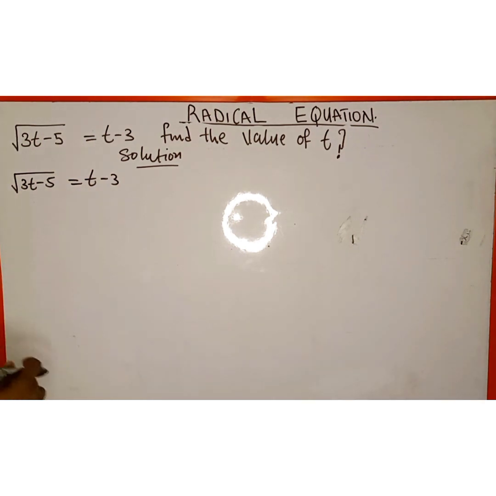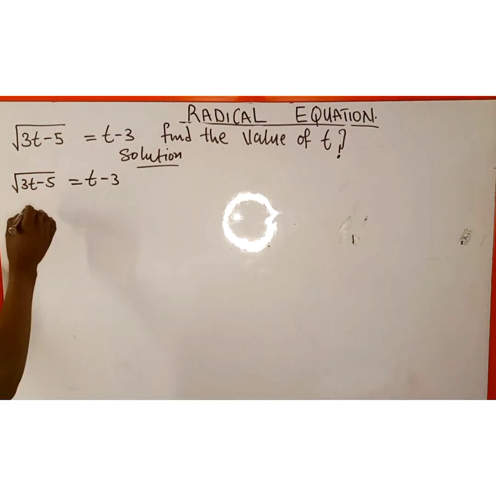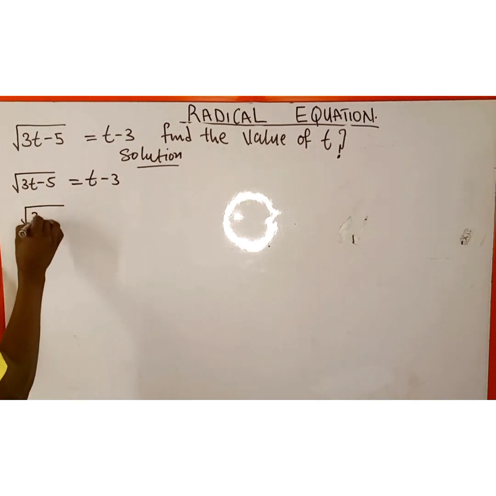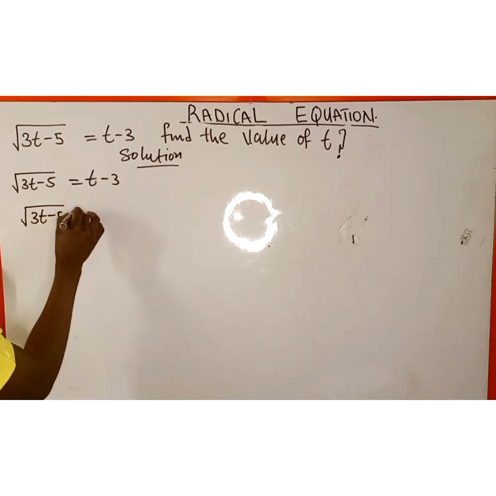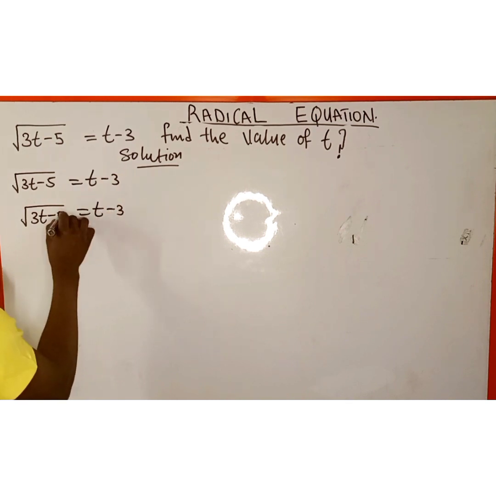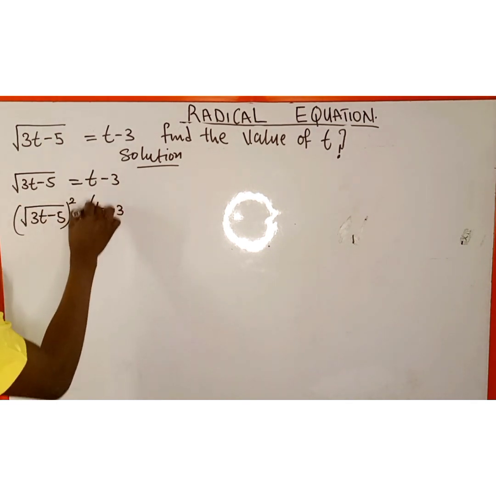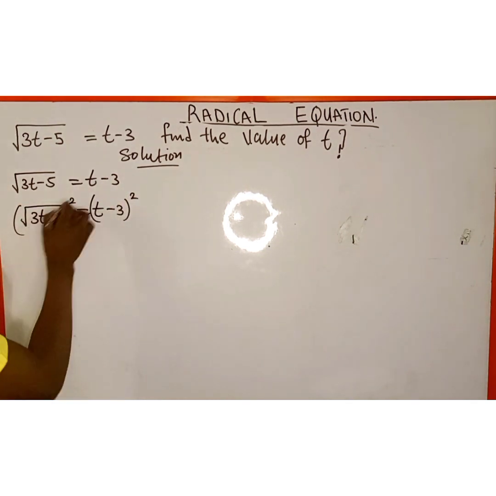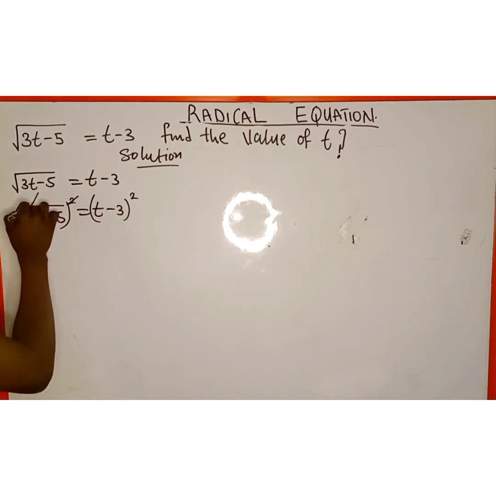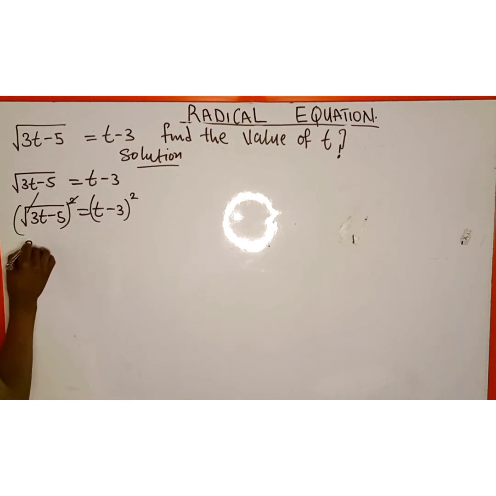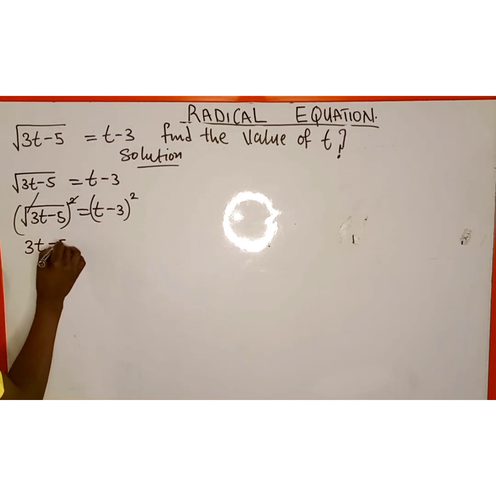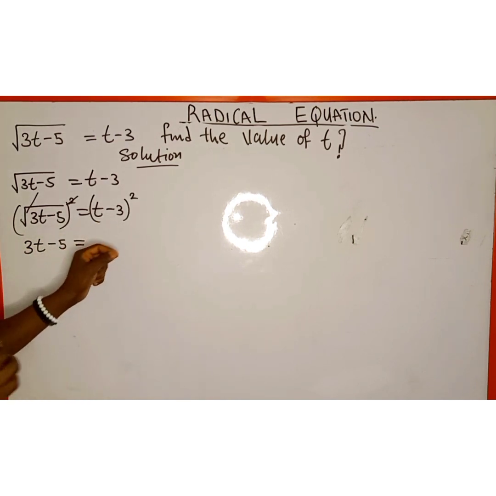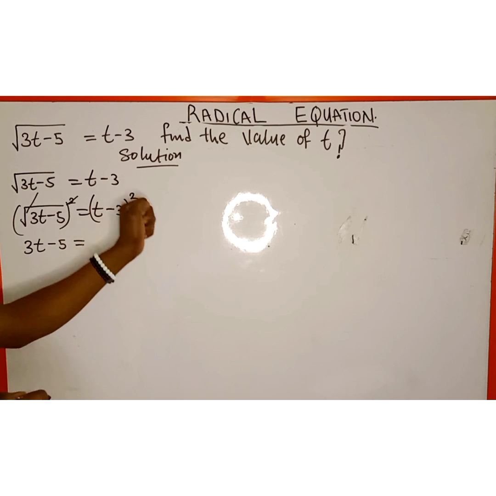If you have an equation in this form, what do you think to do? Since the left hand side is in square root, we are going to square both sides in order to eliminate the square root. So we have root of 3t minus 5 is equal to t minus 3. So we square both sides of this equation. This square will eliminate this square root. So in the left hand side, we are left with 3t minus 5, which is equal to, in the right hand side, t minus 3 raised to the power of 2.